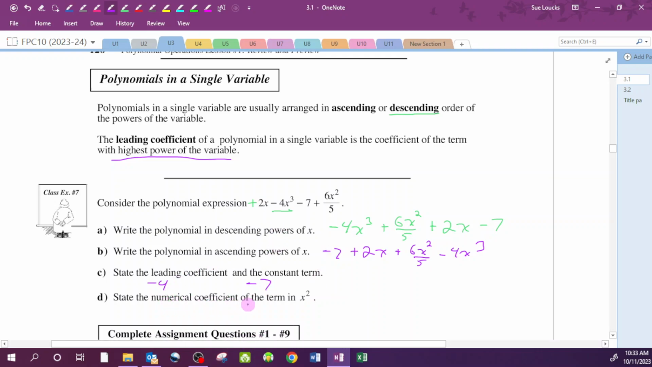And the numerical coefficient of the term with x squared, that's this one. So the coefficient is 6 over 5, okay, because that's the numerical portion of it. And actually up here, I could have written this as 6 over 5 times x squared. Those are equivalent, okay? Just in some contexts, it makes more sense to write it one way rather than the other way. Okay, that is the end of video 1.